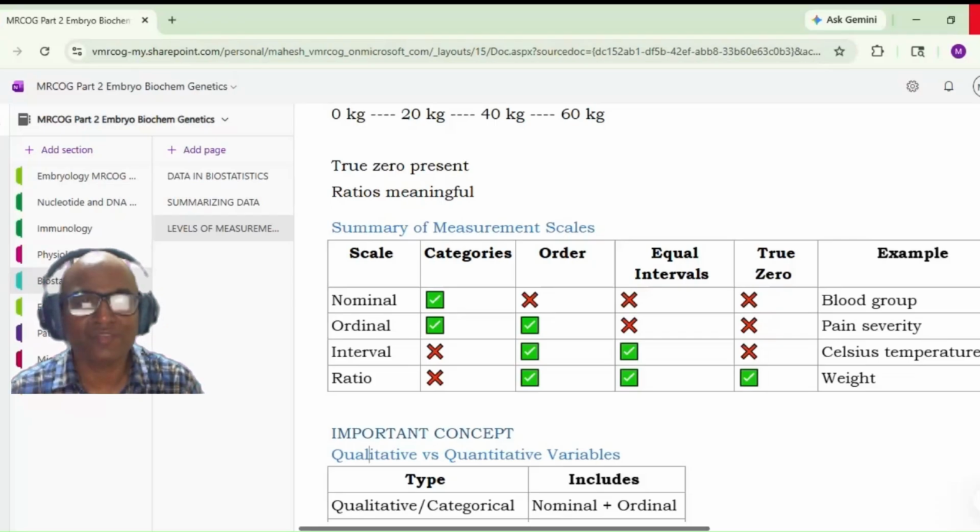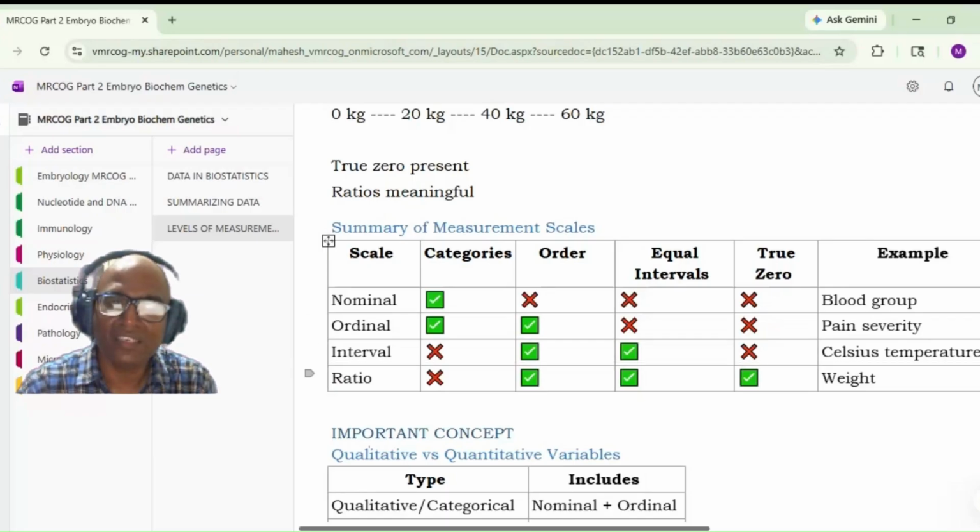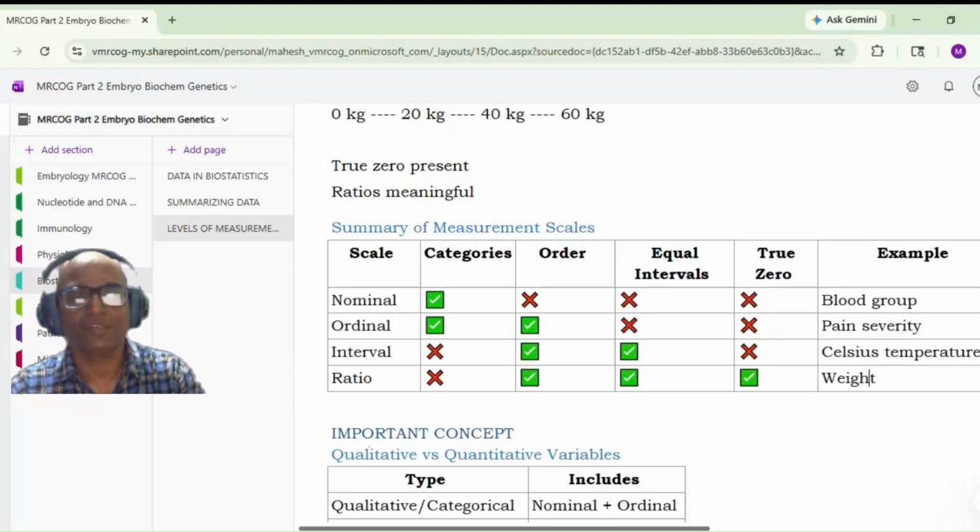While in interval scale, this is a continuous type of data. This was a categorical type of data, or qualitative data, you can say. Here it is a quantitative type of data. So categories are not there, but there is an order. There are equal intervals, but true zero is not there. Celsius temperature is the example. Another example we have seen is the IQ. That was also an example of interval scale. Then in ratio, you have got order, there is equal interval and it has got a true zero. Example is weight.